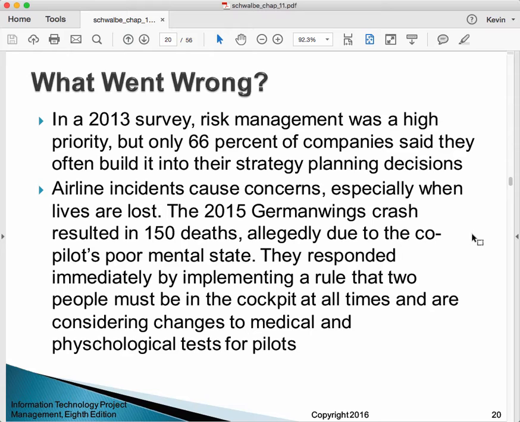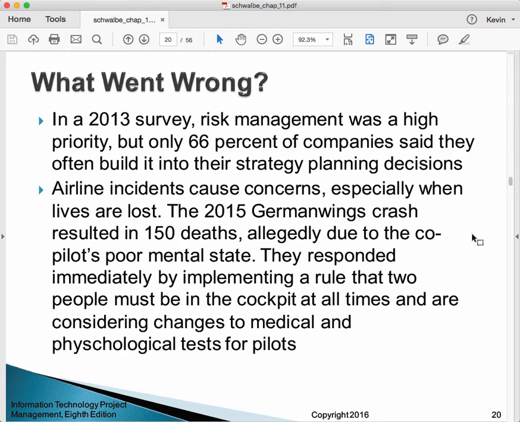But not everybody pays attention. So in a 2013 survey, risk management was a high priority, but only 66% of the companies said they often build it into their strategy planning decisions. Okay, well, hey, that's not too much higher than half. So there's a lot of opportunity there.